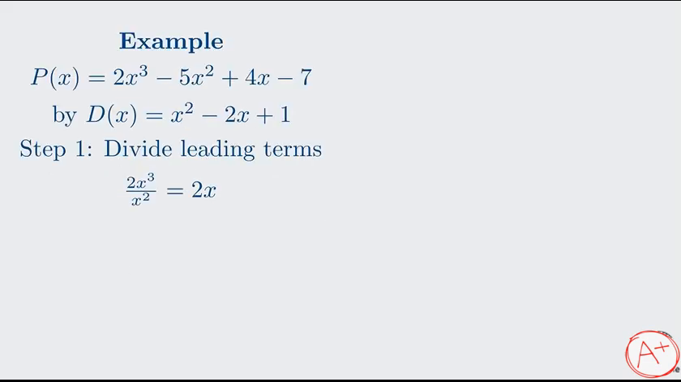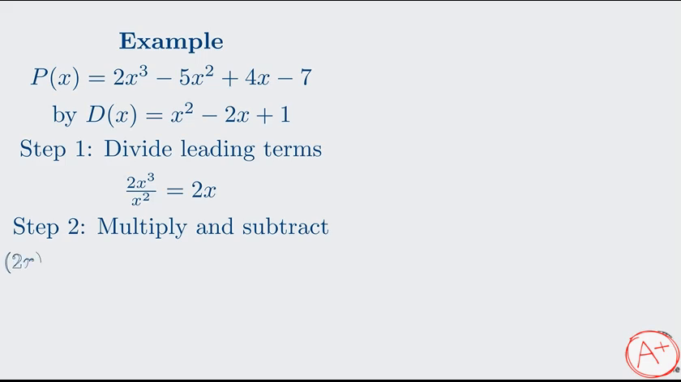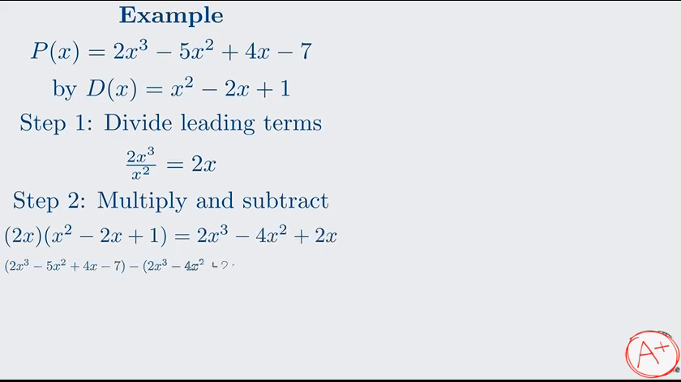Step 2. Multiply this new term by the entire divisor. We get 2x cubed minus 4x squared plus 2x. Now, subtract this result from our original polynomial. Be very careful with your signs here. Negative 5x squared minus negative 4x squared becomes negative x squared.